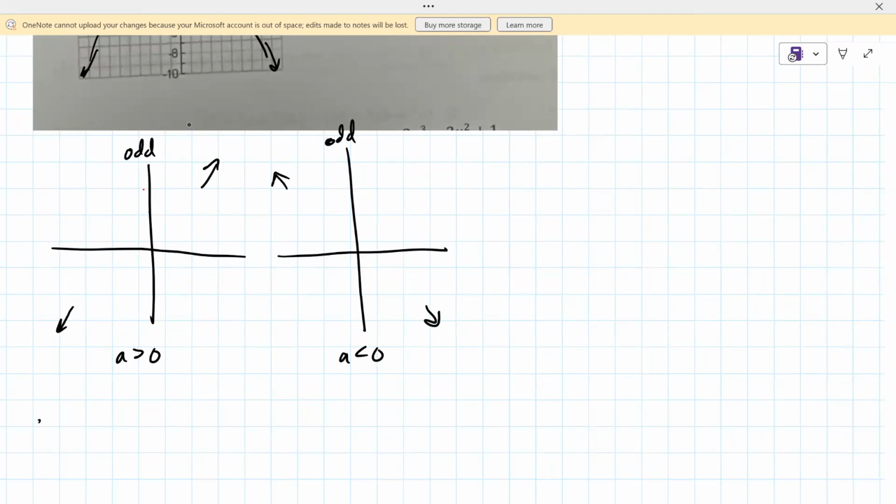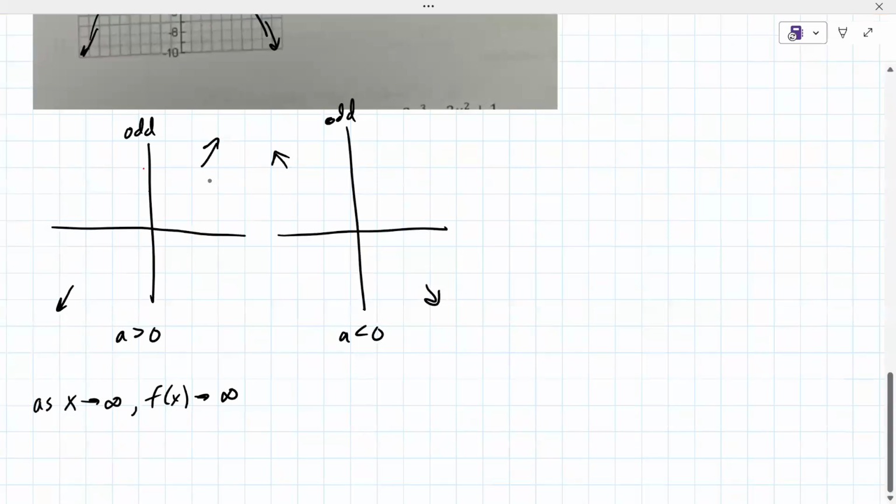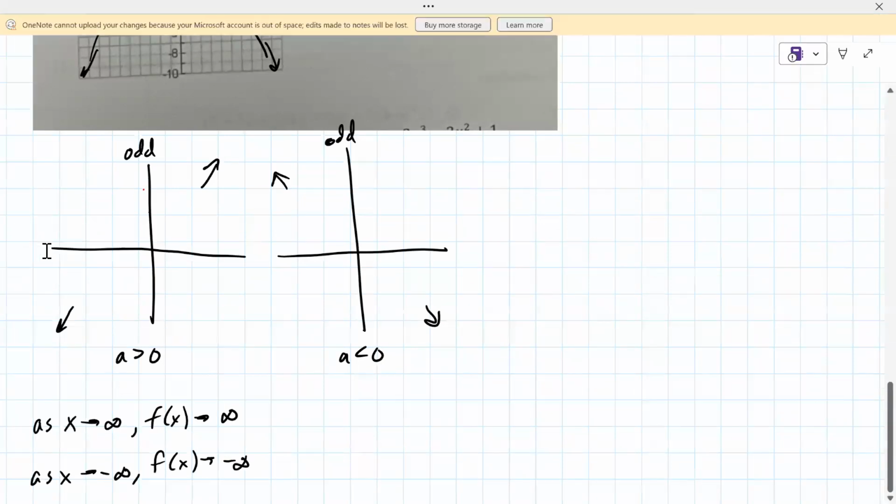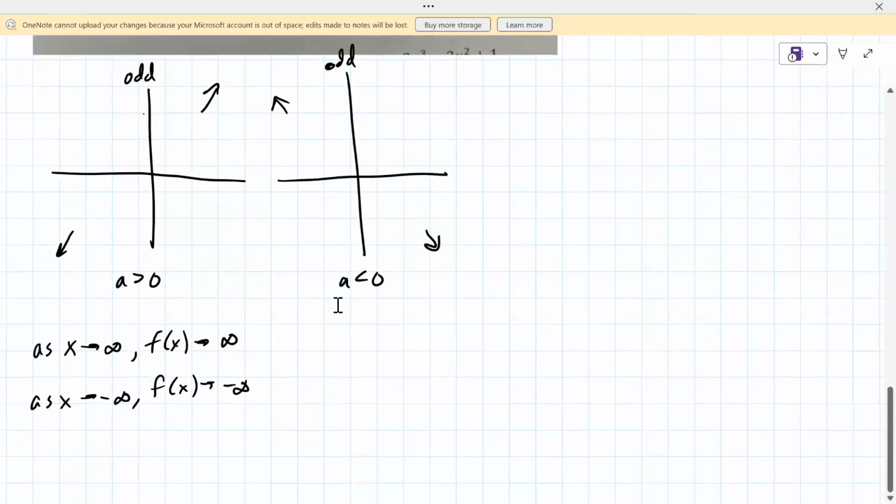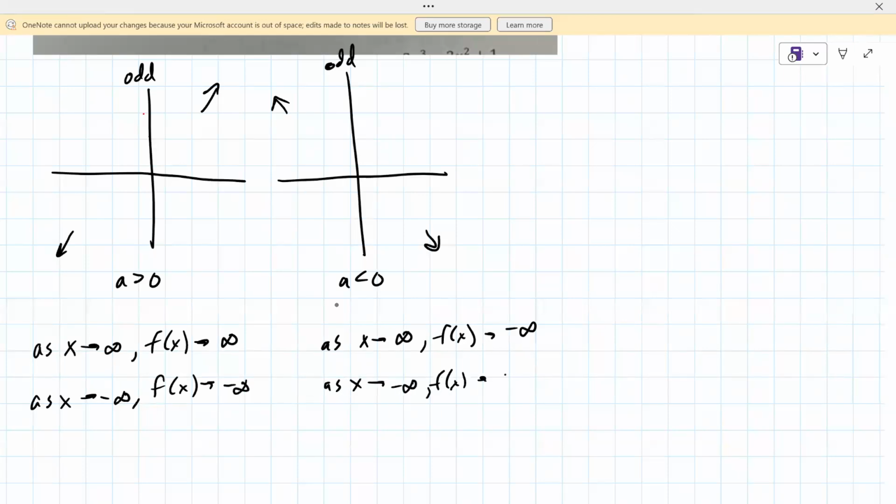Now, in terms of the end behavior, as x goes to infinity, so this is talking about the right here, this is rising. So you say f of x goes to infinity as well. Is that something you've seen before? Yeah. As x goes to negative infinity, f of x goes to negative infinity. That's falling. That's on the left here. Now on the next one, it's kind of the same thing, but different directions. As x goes to infinity on the right, f of x is going to negative infinity. As x goes to negative infinity, f of x is going to positive infinity.